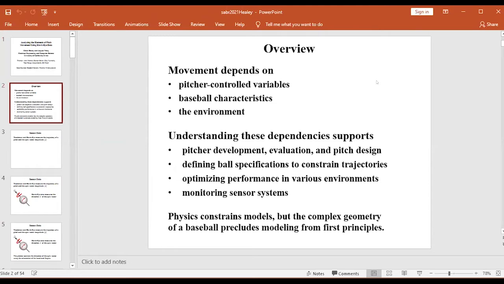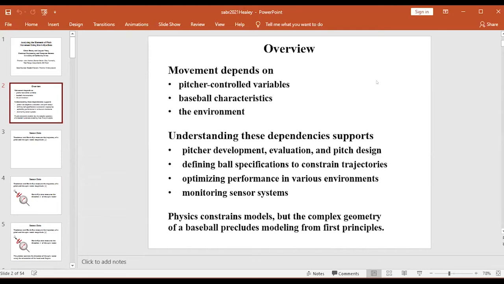And I'll be talking about pitch movement, which depends on variables that the pitcher controls, depends on characteristics of the baseball, also depends on the environment. And if we're able to understand these dependencies, then that can help us with pitcher development, pitcher evaluation, pitch design, and help us with defining ball specifications that constrain trajectories to acceptable ranges, and help us optimize performance in different environments, and to monitor sensor systems.